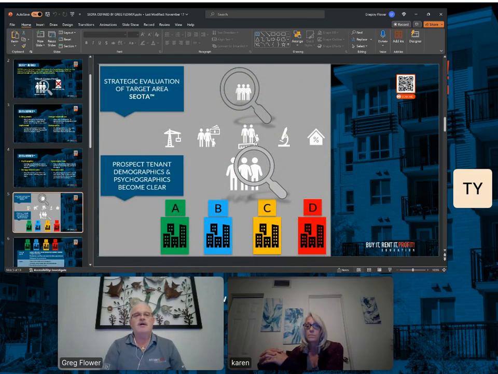This is what I was talking about before. The strategic evaluation of a target area, your prospect tenant demographic and psychographic becomes clear. Are they looking for an A property, a B property? Or is the market that you're looking in more of a C and a D?